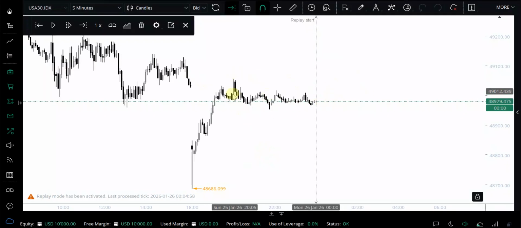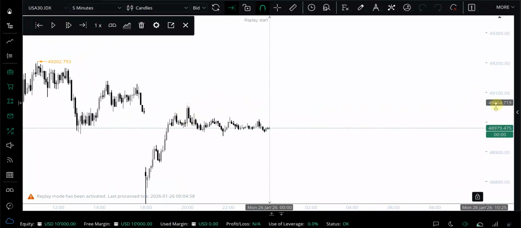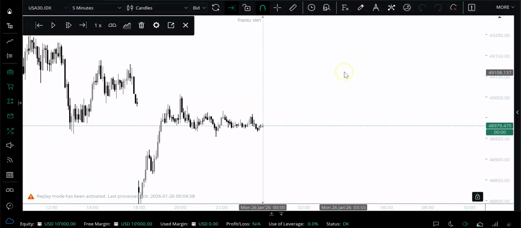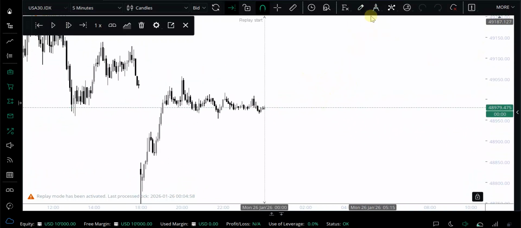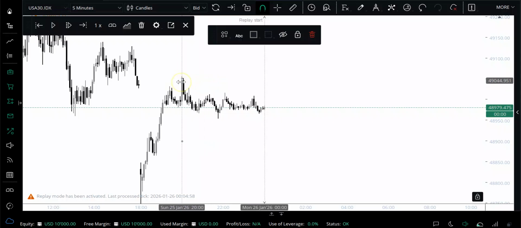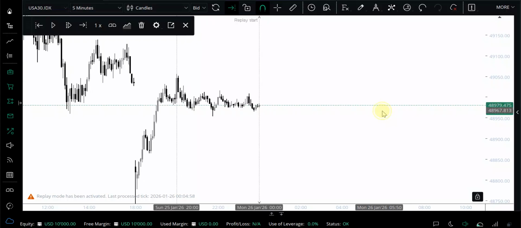So I'm going to open this backtesting tool. Let's begin now with US 30. So this is US 30, right? 5-minute time frame. So I'm going to mark out the start of the Asian session. The Asian session starts at 8 p.m. New York time, right?